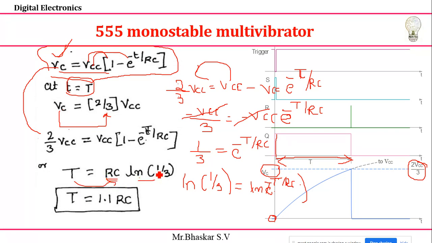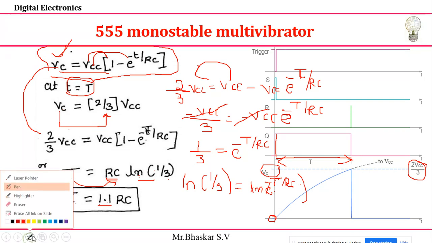If you have a calculator, just open it and you can solve. ln of 3, if you solve, the value you are getting is 1.1. So T is equal to 1.1 times RC. So this is the general equation. If you write it directly, not an issue, just substitute the values and you can write, but you remember this is an equation. This is the timing equation.